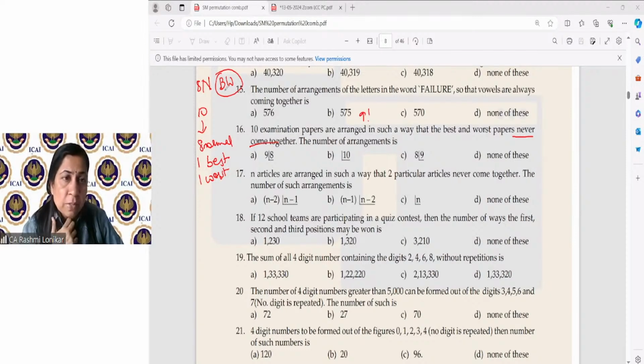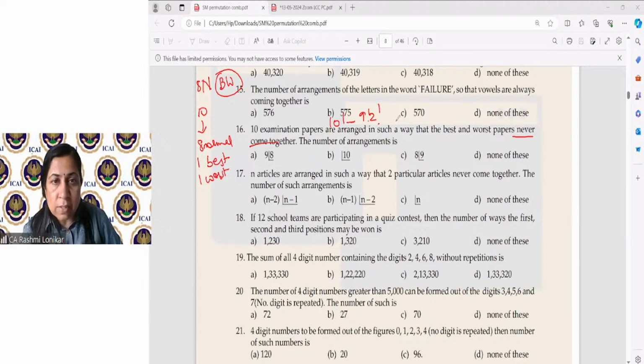Now the best and the worst among themselves can be arranged in 2 factorial ways. So if I have 10 papers in which the best and the worst are together, this is the way I will form them. But I don't want them to be together. Normally, 10 papers can be arranged in 10 factorial ways. Out of this 10 factorial, I want to remove this condition.